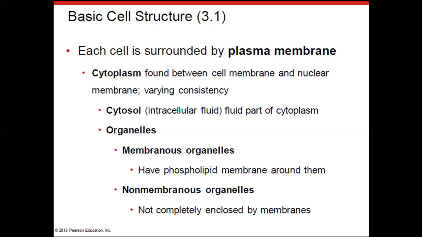And the cytoplasm or intracellular fluid varies with regard to its consistency within the cell. Organelles are found inside this, floating around in this fluid, intracellular fluid, and they are considered an organelle if they have a membrane. Typically, membranes are made up of what's called phospholipids. So membrane-bound organelles have a phospholipid membrane. The nucleus is an example of a membrane-bound organelle. There's also some that are not completely enclosed in membranes, and those are considered non-membranous, without a membrane, right?